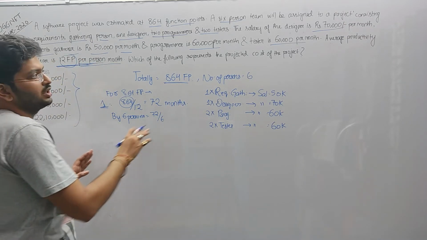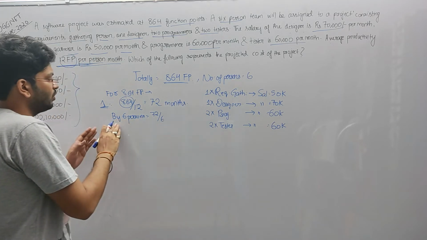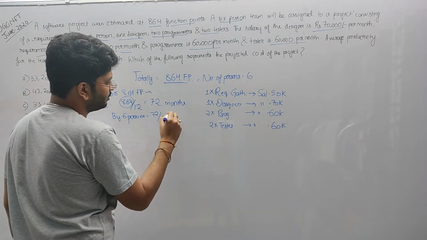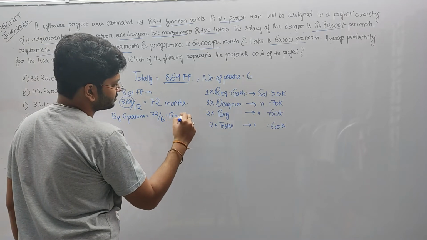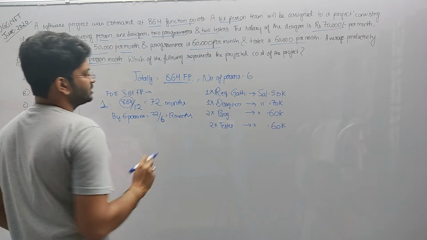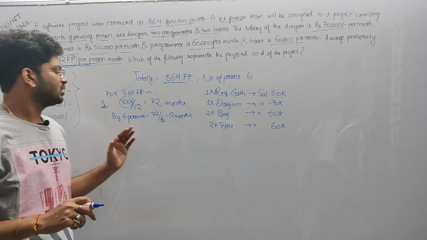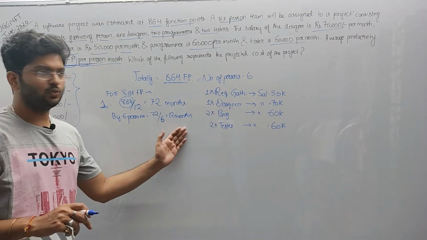And similarly we are having 6 persons, so for the case of 6 persons, it will take 72 divided by 6, that is 12 months for 6 persons. This is 6 person months, not per month, it is person months. So for 6 persons it will be taking 12 months.